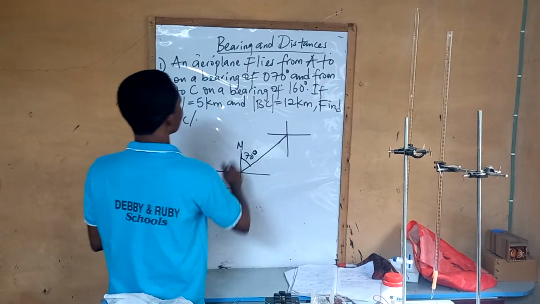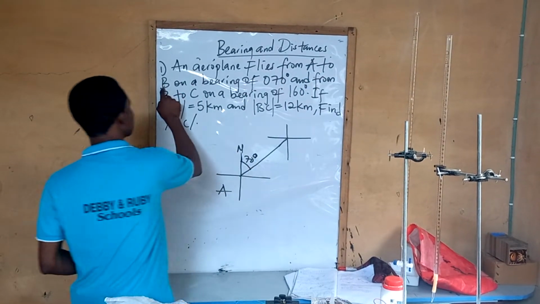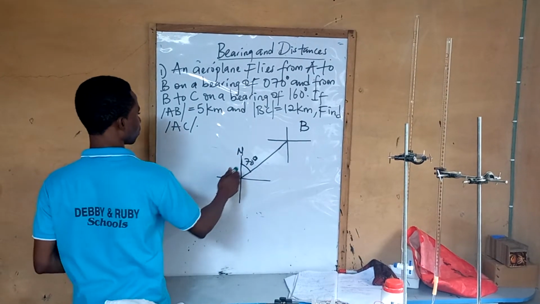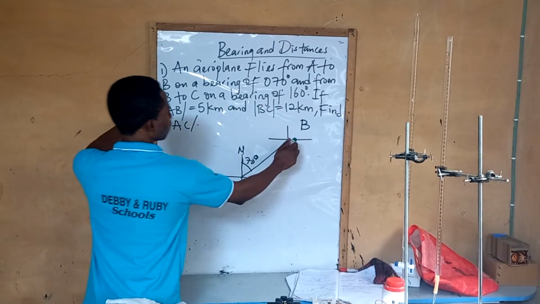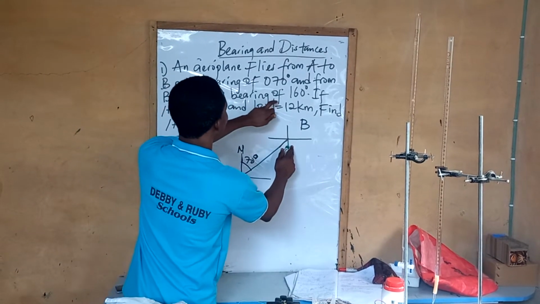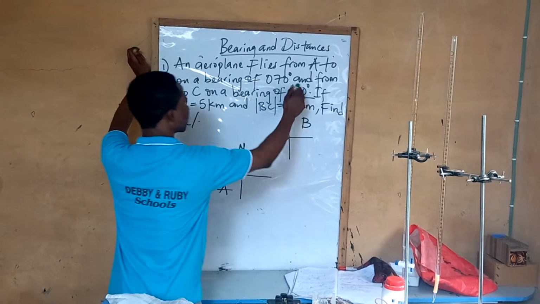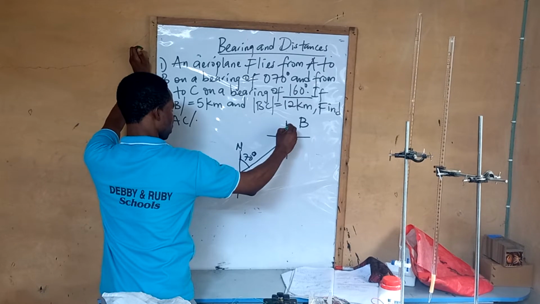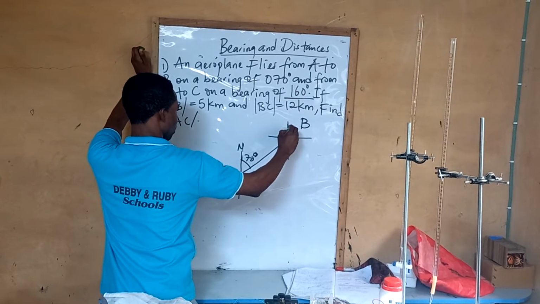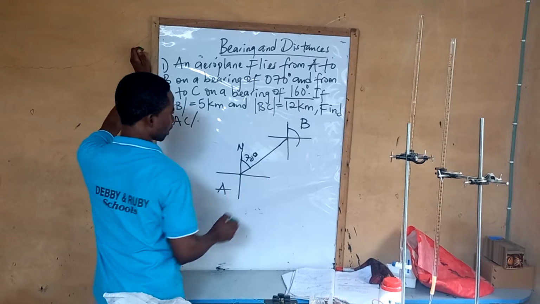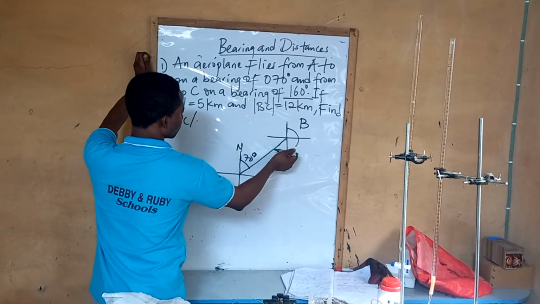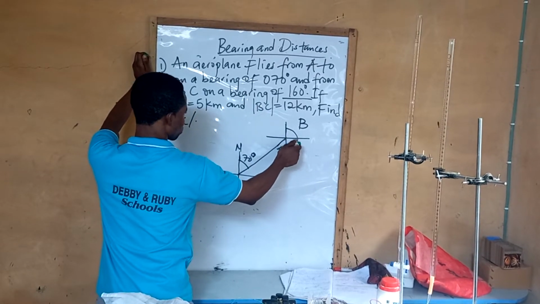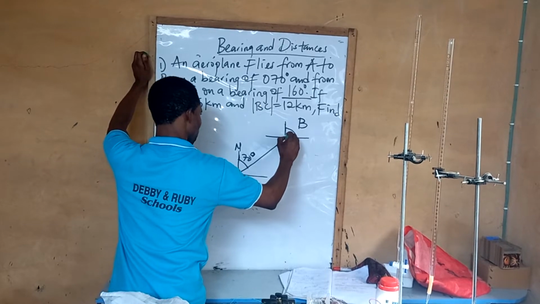Now, an aeroplane flies from A to B on a bearing of 70 degrees. This is B. And from B to C on a bearing of 160 degrees. Can you see? This is another 3-digit bearing. Anytime you see "from B" now, you still start from the north because it's 3 digits. 160 will stay around there because it is not up to 180. From B to C, you make a 160 to C, so you bring your line out.